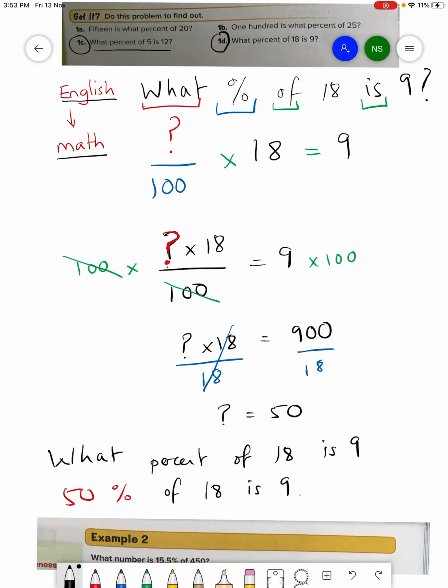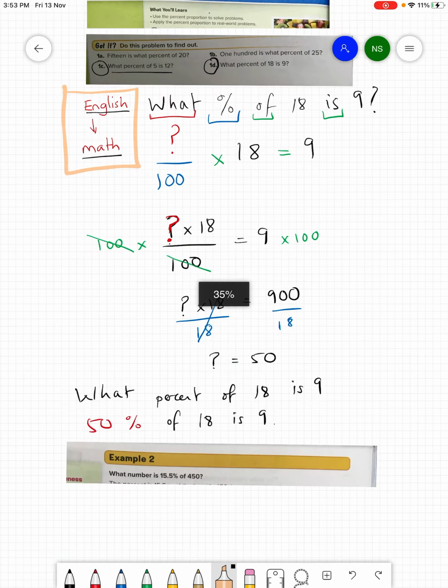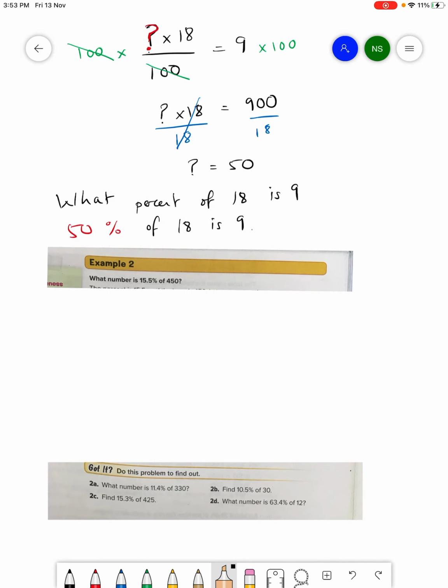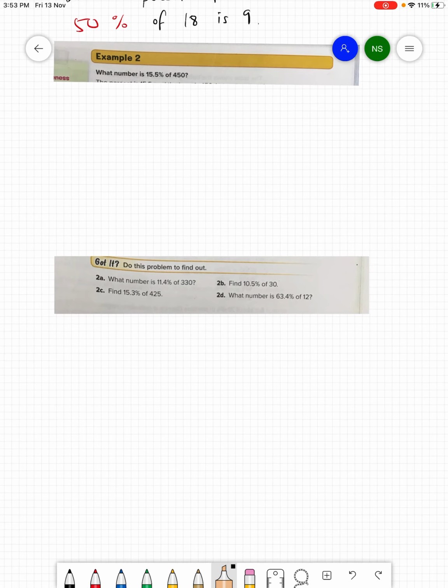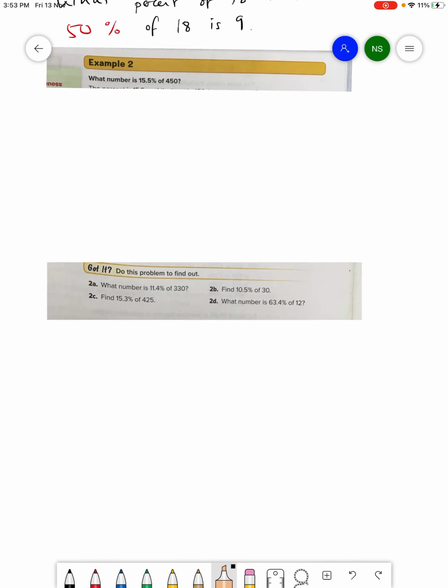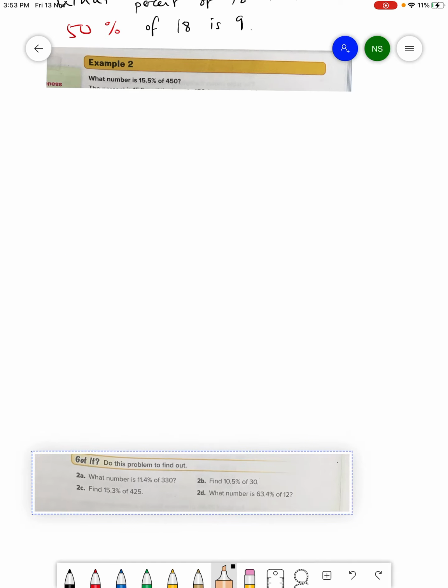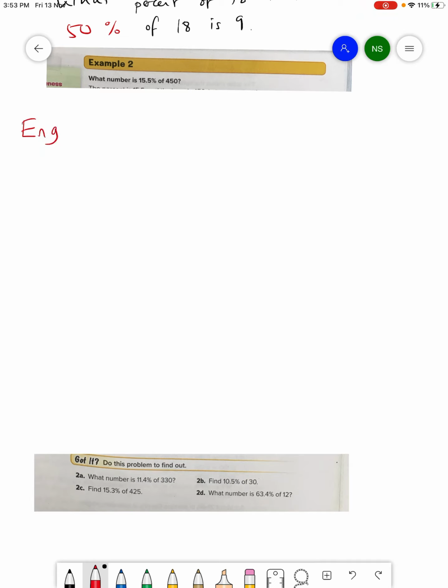Okay, using the same technique, English to maths, I'm going to answer example 2 now. So example 2 here says, what number is 15% of 450? So English, and then we'll take that to maths. Just write the question if you need to. What number is 15% of 450?